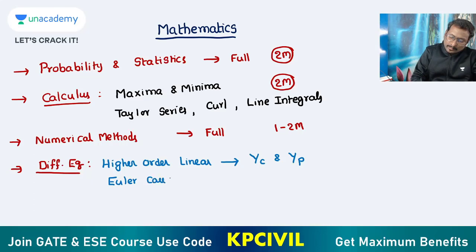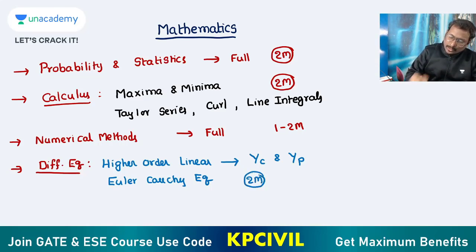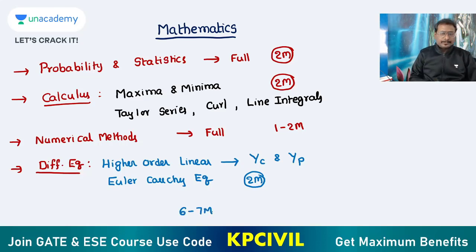Euler-Cauchy equation. These are the most focused topics in differential equations. Then, if you are good at mathematics, you go for algebra: systems of linear equations, eigenvalues and eigenvectors. Again and again I am saying, only if you are good at mathematics, you touch algebra. By this you are going to finish these topics, so at least you will get 6 to 7 marks in mathematics.